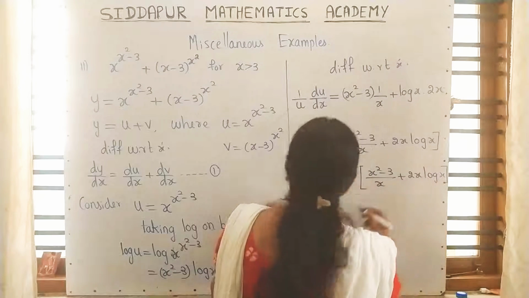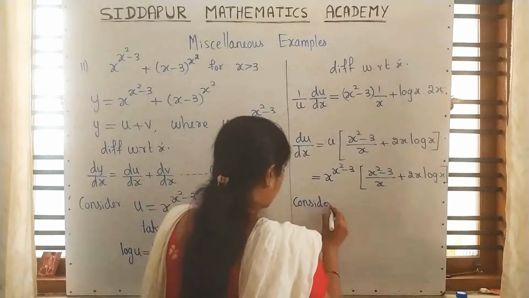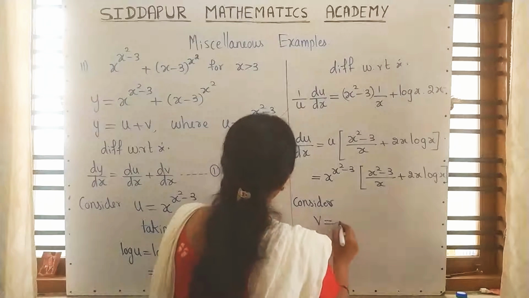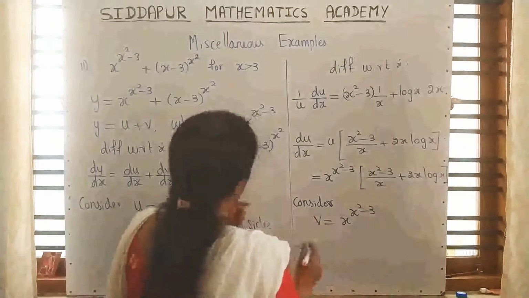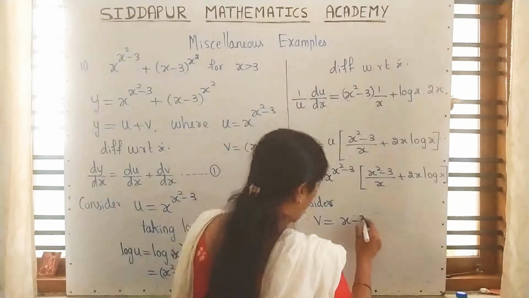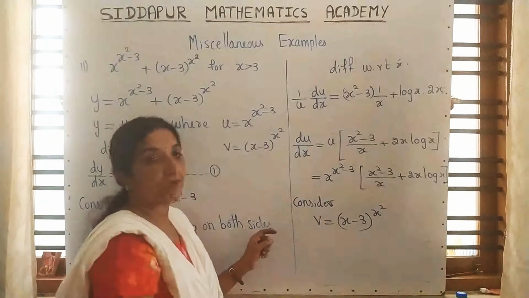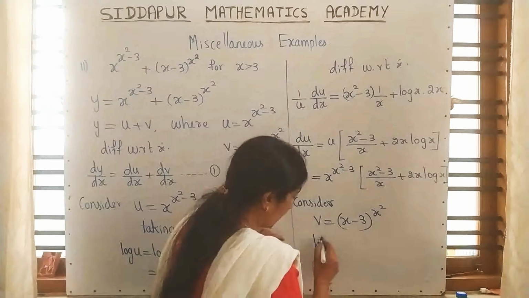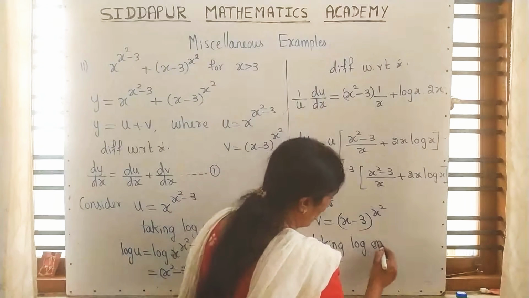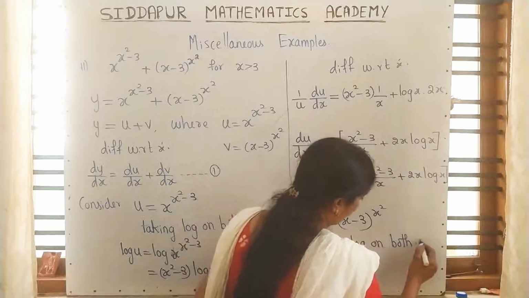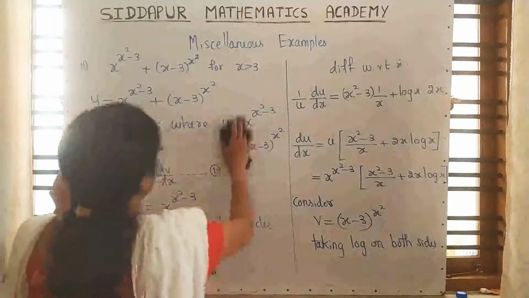Now consider v. v is equal to x minus 3 whole raised to x square. Here also direct differentiation is not possible, taking log on both the sides.